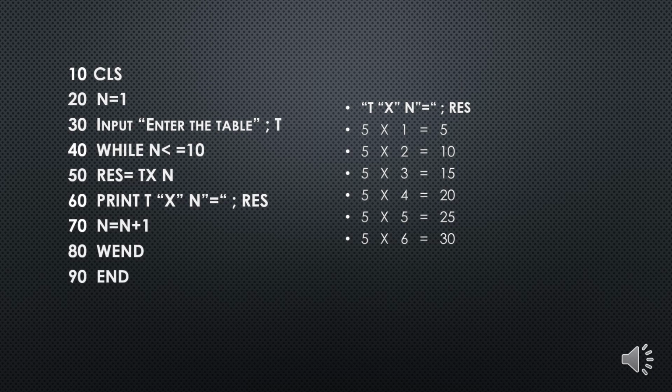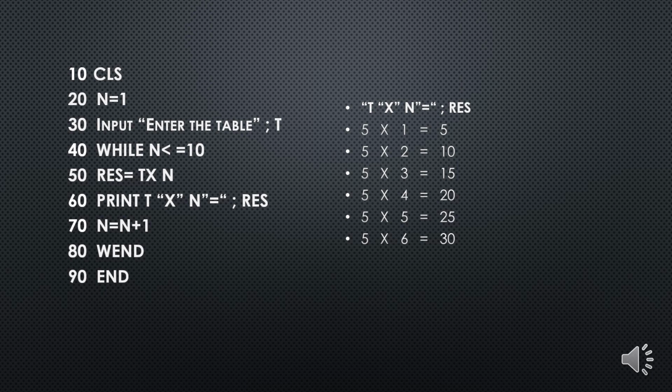This is a program for printing a table. At line number 10 clear screen is used, and then at line number 20 we declare a variable n having the value equal to 1. At line number 30 we have to input a number from the user. So we will ask for the number by input statement, enter the table number, and that will be stored in variable t.